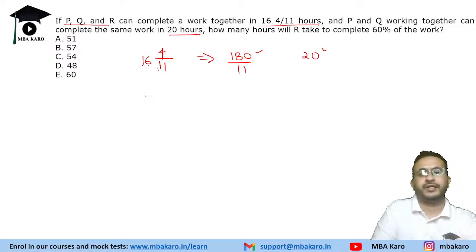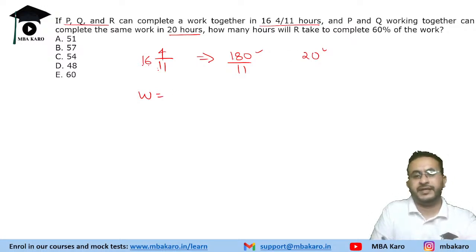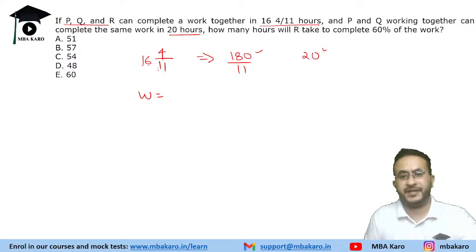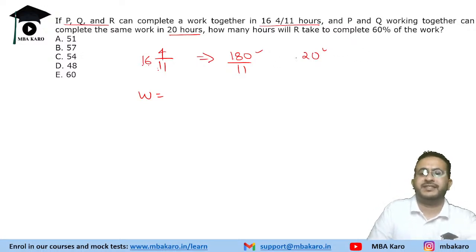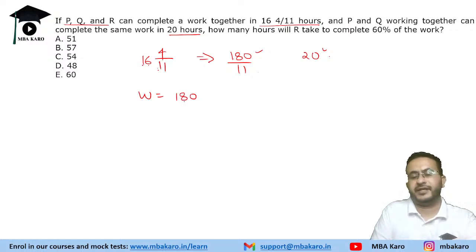Let's take the LCM of these two. What is the LCM of these two? Whenever there is a number in fraction, remember that LCM is the LCM of numerator upon HCF of denominator. So work we will put as 180 units. Okay, work is 180 units.